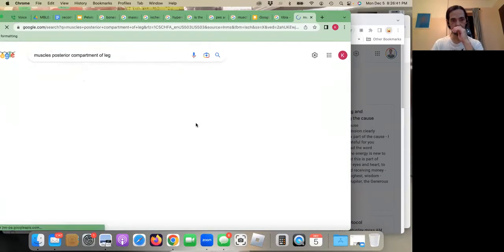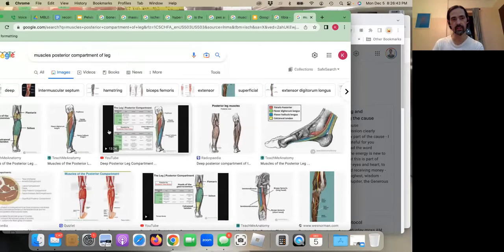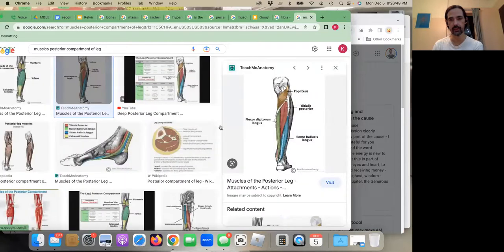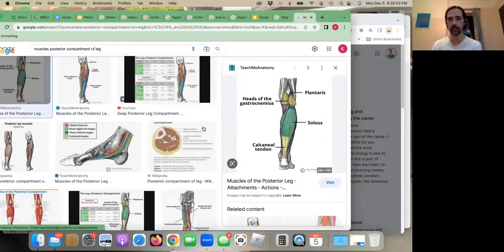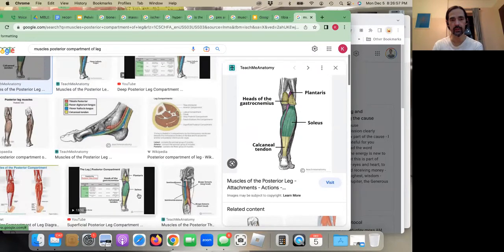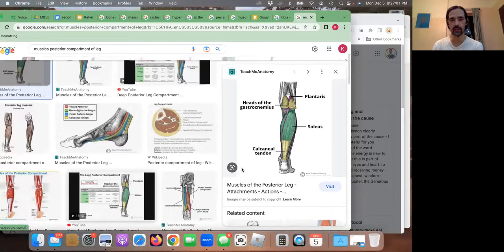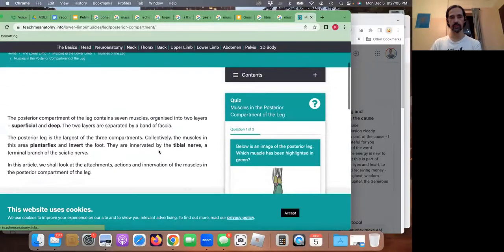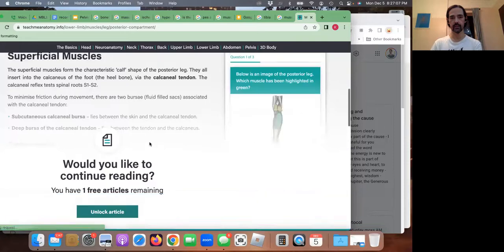A lot of people find this intimidating, but it's really not. It doesn't have to be. I like the colors. This is good. Okay, this is a deeper layer. Here's the more shallow layer. I wonder if there's one more. There should be one more because they've cut away the gastroc muscles. Maybe if I go to the website, it'll have everything. Muscles, posterior compartment, leg.